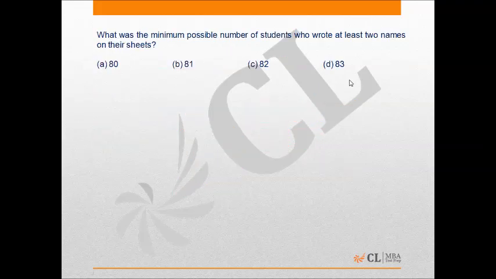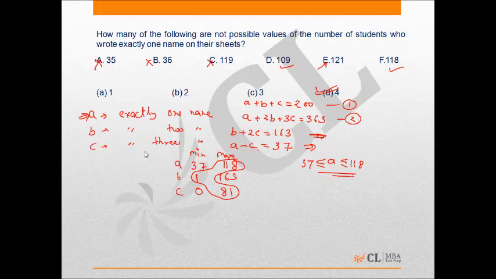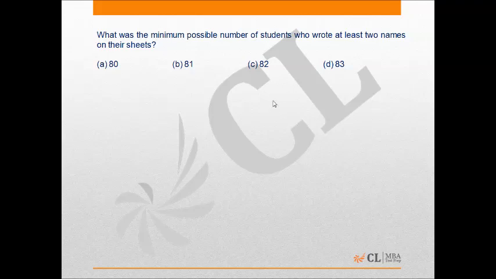Next question. What was the minimum possible number of students who wrote at least 2 names on the sheets? At least 2 names means B plus C, and we have to minimize this, right? So you can see the minimum value of B plus C is when B is 1, and the corresponding value of C in that case is 81. So when B equal to 1, C equal to 81 is the minimum value of B plus C, which is nothing but 82. So the correct option here is option C.